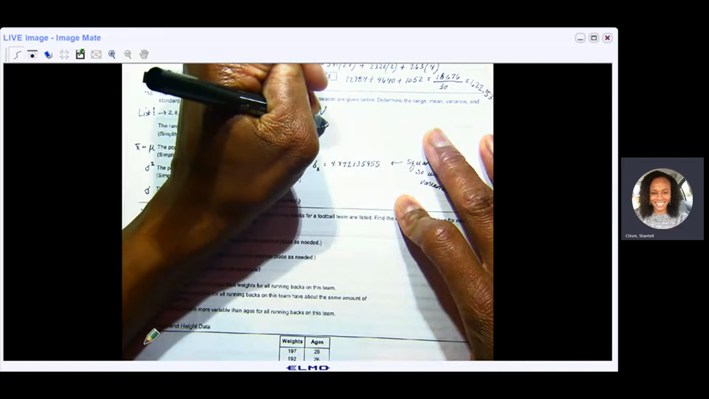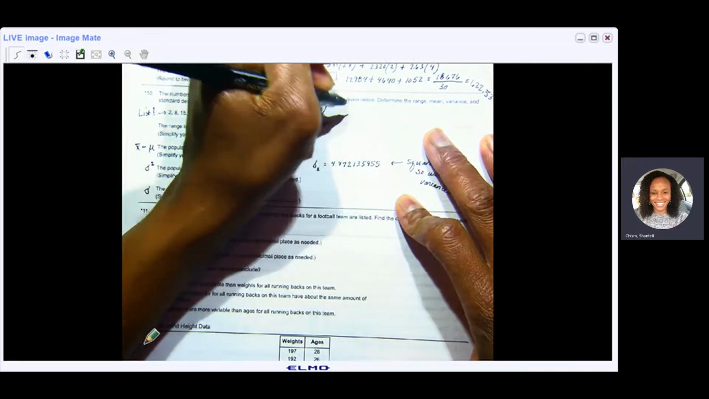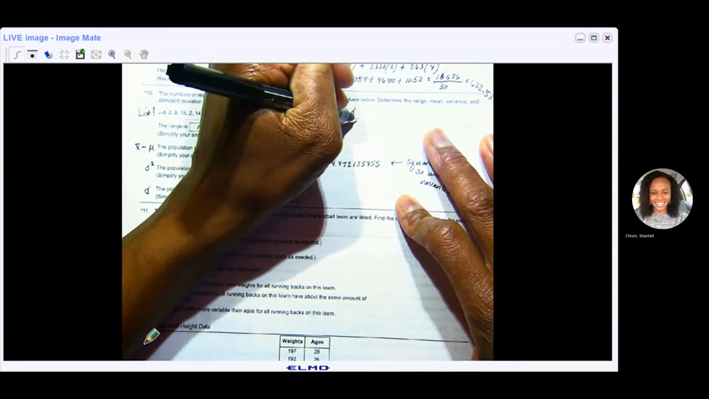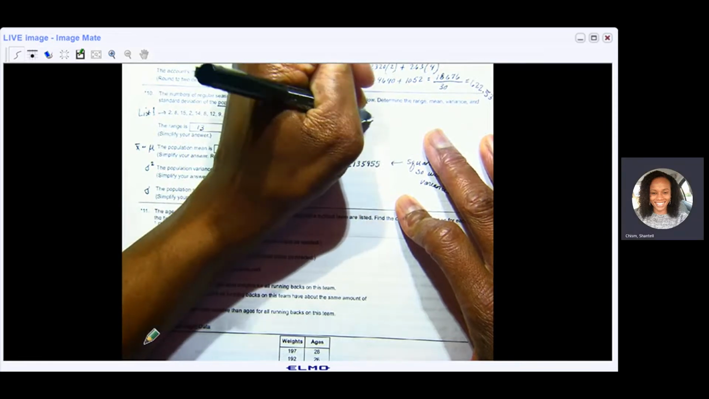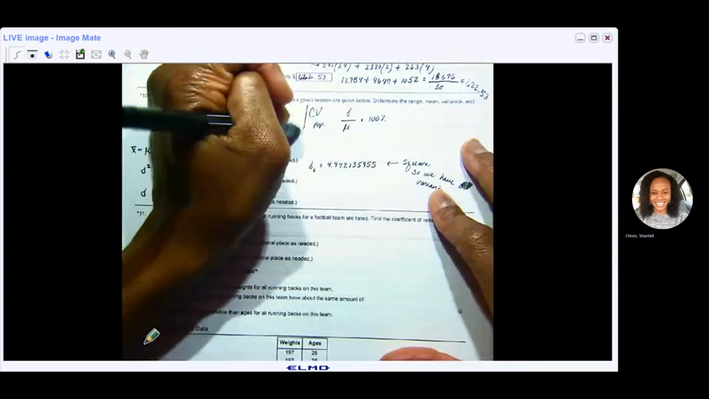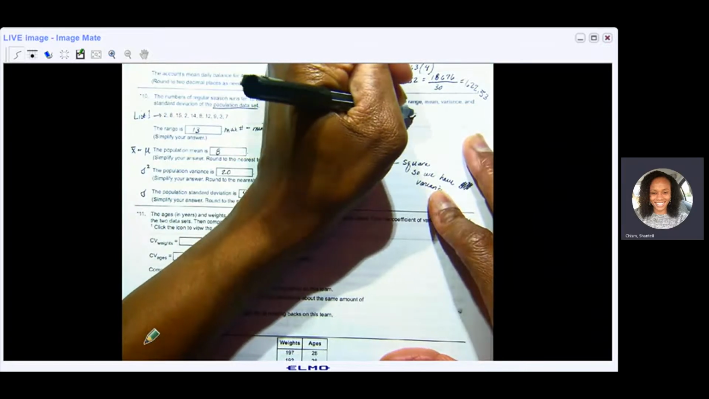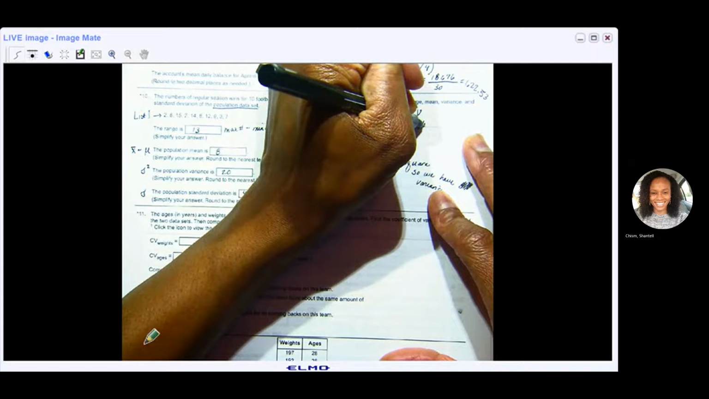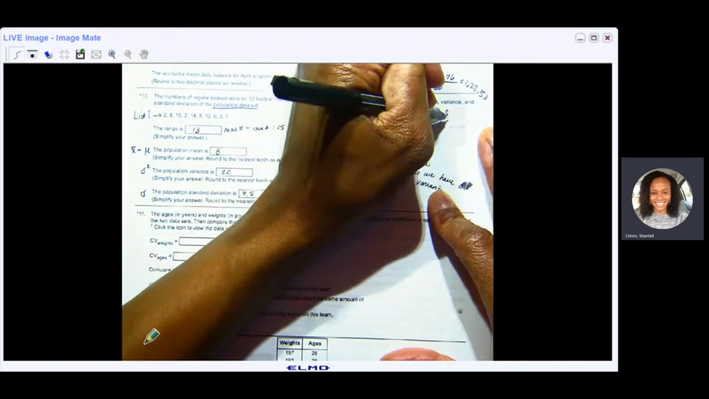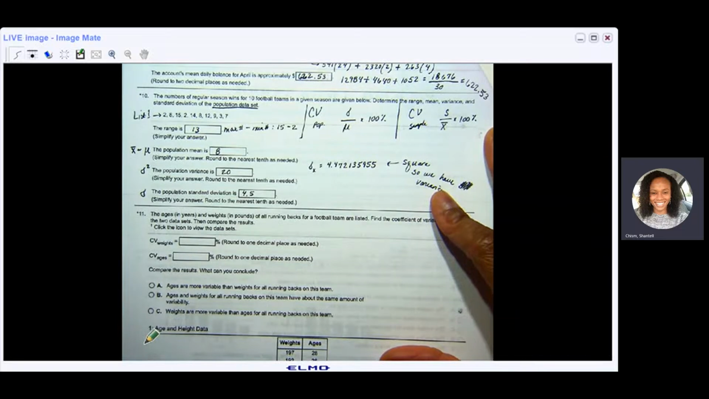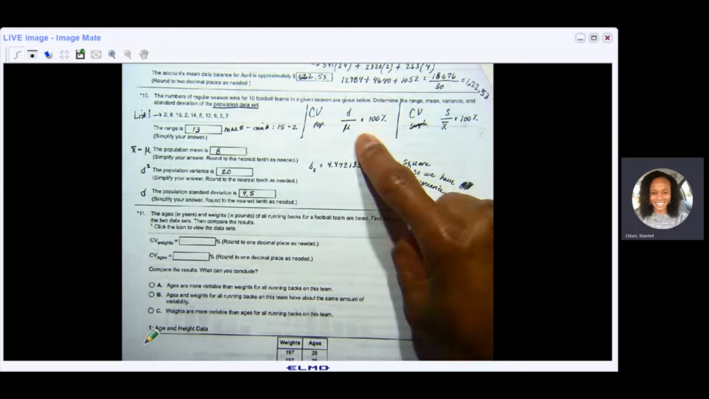So when we have a population, it will be sigma divided by the mean mu, times 100%. That's when you have a population. When it's a sample, it will be S over the mean X bar, times 100. And the 100 is just making it a percent. That's all. And I don't know why I put that up there. It should have been written right here.